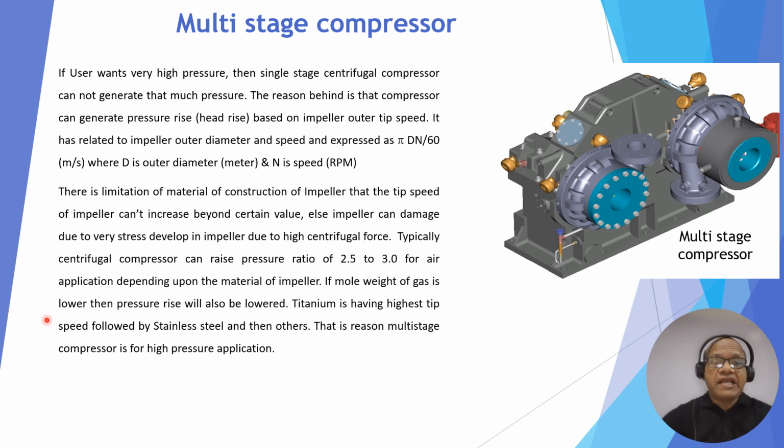Titanium has the highest tip speed, followed by stainless steel and other materials, and that is the reason a multi-stage compressor is needed. You understood? If somebody wants a pressure of 8 bar for air application, a single stage compressor cannot generate 8 bar, because for air application it can raise up to, say, a pressure ratio of 2.5, so 1 to 2.5. Then you need another stage, and another stage. That is why multi-stage is needed if the pressure requirement is higher.